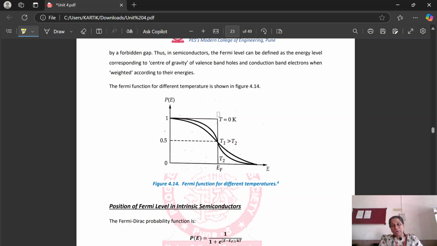Now at E equal to EF, the probability of finding the particle is just 1/2, and therefore it is represented by this particular point here. So this is the point which represents the probability at E equal to EF.